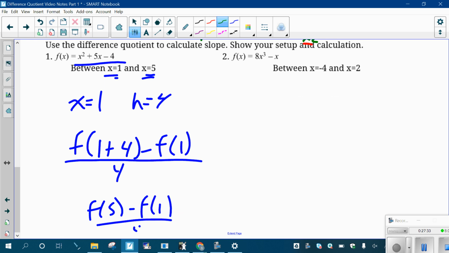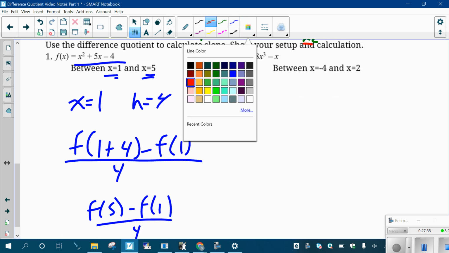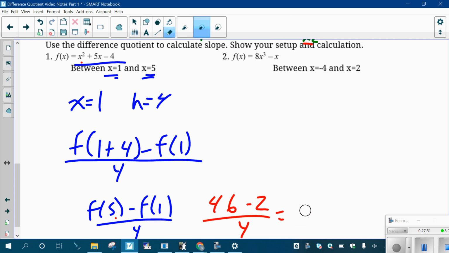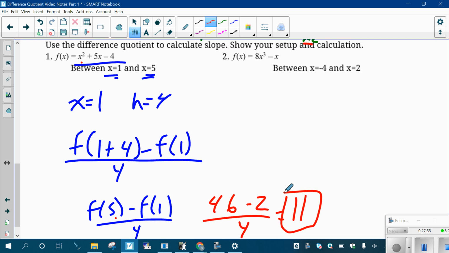How do you find f of 5? You plug 5 in here. 5 squared plus 5 times 5 minus 4, you get 46. How do you find f of 1? You plug in 1. 1 squared plus 6. It's 11. That's me using the difference quotient to find the slope between these 2 points. Remember, it's all about figuring out what the x plus h is.